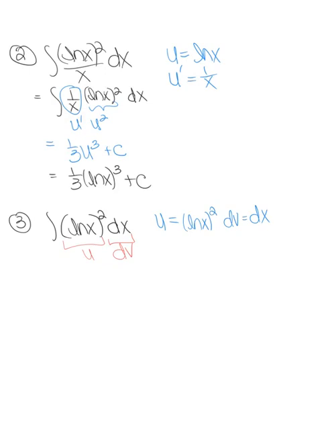Well, now that we have our u and our dv defined, let's find the rest of the parts we need. We're going to need du, and remember du dx is nothing more than u prime, and this looks like a chain rule.